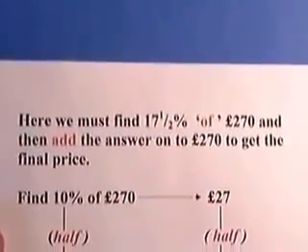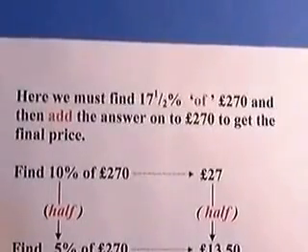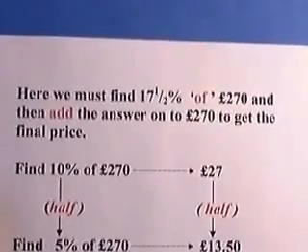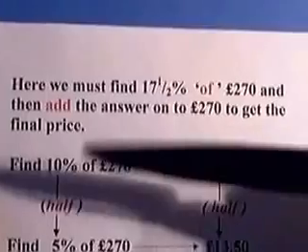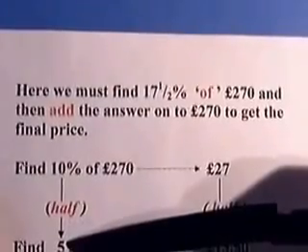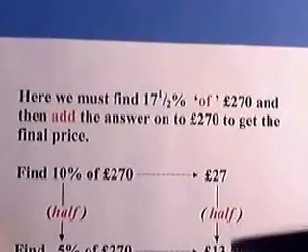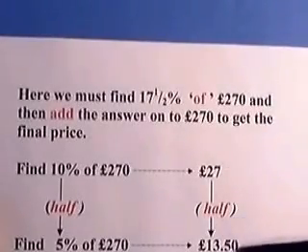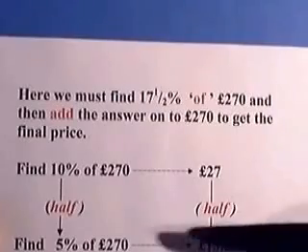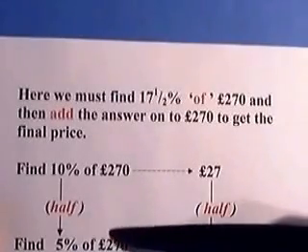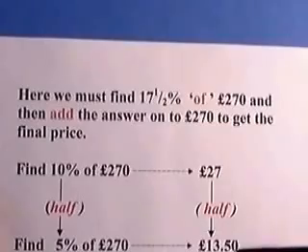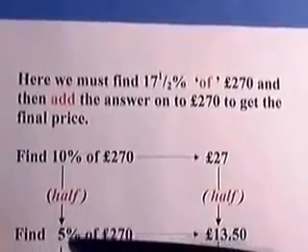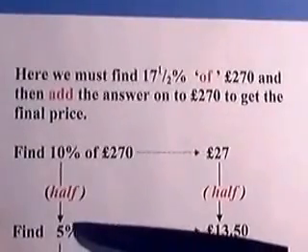Now look what happens if we take a half of 10%. We will get 5%. So we can say find 5% of £270. Well, if 5% is a half of 10%, then all we need to do to find 5% of 270 is to take a half of this 27. Half of that, we get £13.50. So 5% of £270 is £13.50.